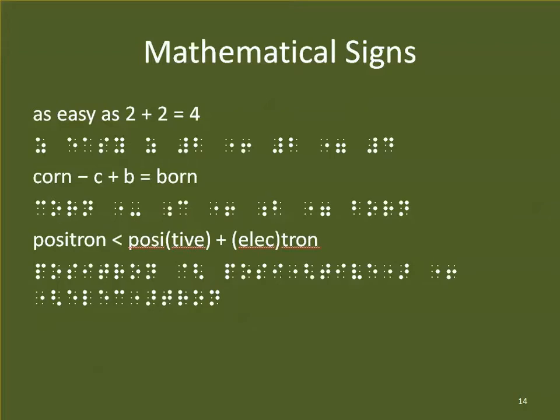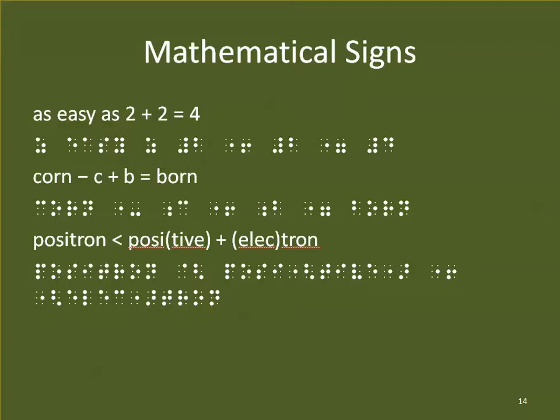So suppose we're just in an article or some narrative and somebody says, oh, it's as easy as 2 + 2 = 4. So yes, it's a mathematical equation, but it's just in a literary context. So in this case, we might use UEB. And if so, then we're going to space it as we see it in print. Number 2 space, there's our new plus sign, space, number 2 space, new equal sign, space 4.